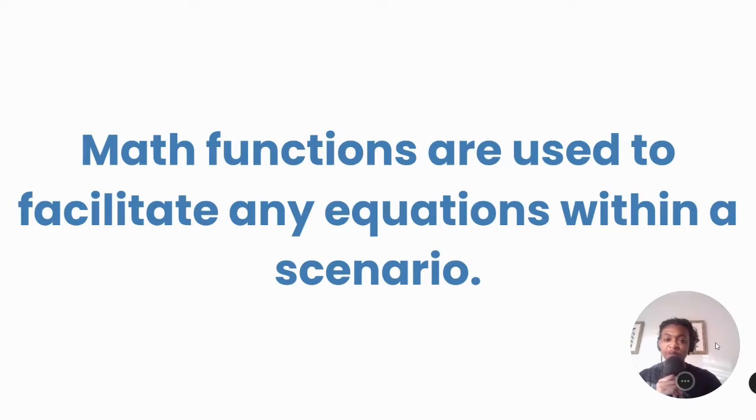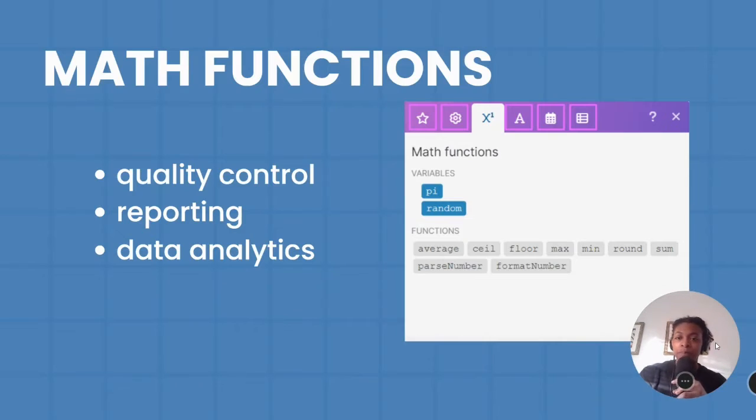Math functions are used to facilitate any equations within a scenario. Additionally, they can also calculate the minimum, the maximum, the average. They can format numbers. So if you want all of your numbers formatted with a certain rounding technique, let's say you want everything to the 100th spot, you can do all of that within the scenario.